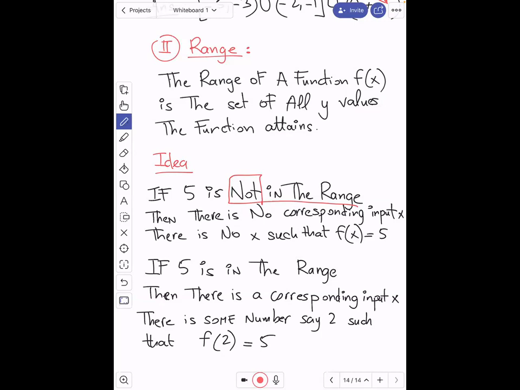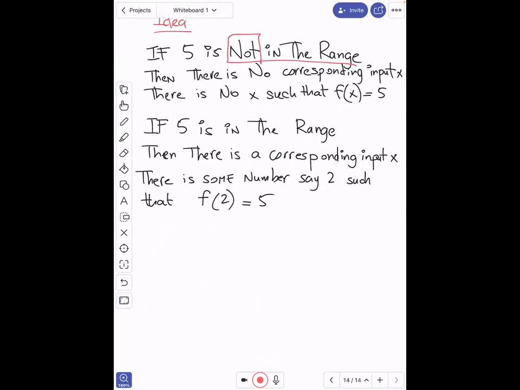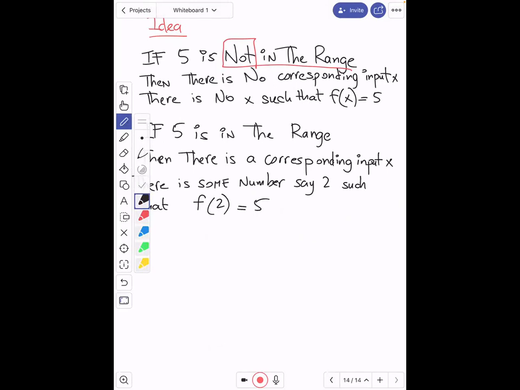But what I'm trying to explain here is that if we have some number in the range, it means that there is a corresponding input x. So let's say 2 says that f of 2 is equal to 5. And if it's not in the range, then there is no such number. So that's the idea of the range. Guys, again, if you have questions, just let me know. Right now, we're going to try to find the range. I'm going to first use graphs to find the range. So now the question, of course, as usual: how do we find the range?